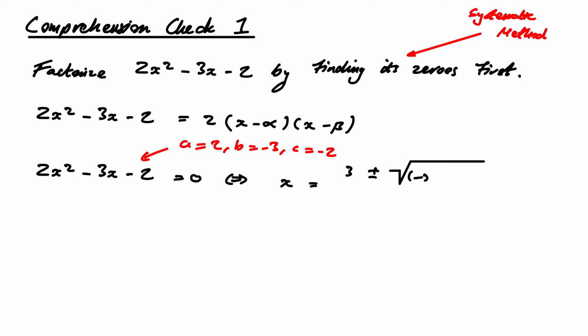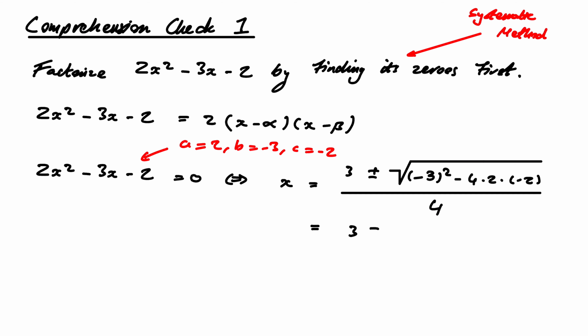So this is minus 3 squared minus 4 times 2 times minus 2. So that minus 2 at the back is going to save us. All divided by 2 times a. So that's going to be 4. So this is going to be 3 plus minus what?